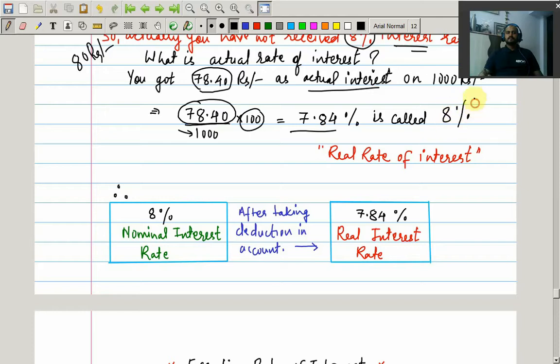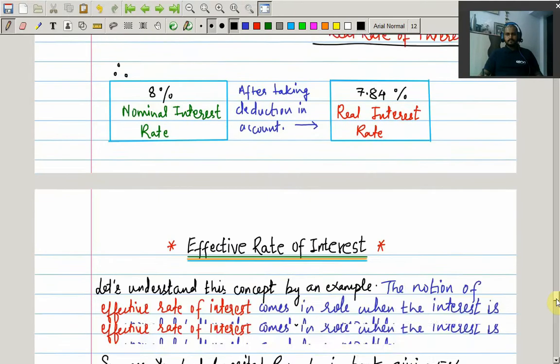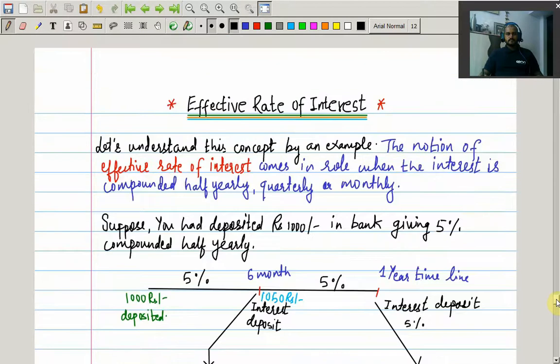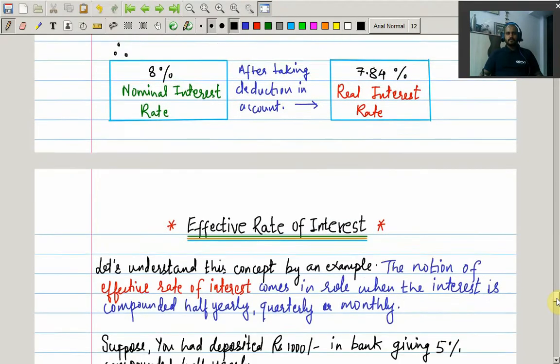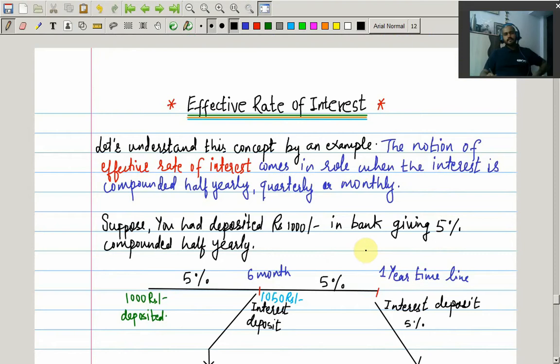We have seen they were saying 8% on fixed deposits, but the actual is this. This is also called the real rate of interest after deduction of taxes, service charges, or the inflation. So this is nominal. There is nothing more to tell on nominal rate of interest. What we have studied earlier is the nominal rate of interest. Let's see the effective rate of interest. This is the interesting part.